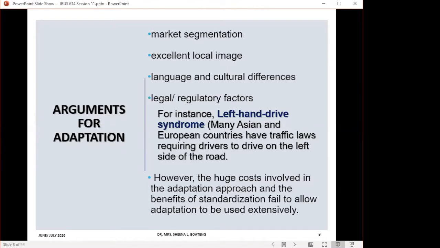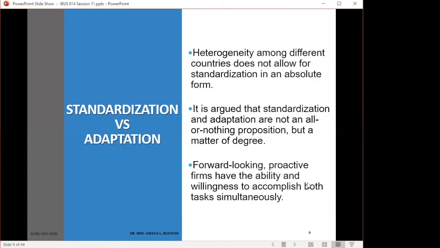So we see even the cost implications can extend beyond just the person selling the car. Can extend to cost implications to human life even, right? And that is why a lot of people argue against adaptation, but we can't do without adaptation, especially because of the basis of segmentation that we revolve all our marketing decisions and strategies around. So on that note, when it comes to standardization versus adaptation, there are 3 things we basically want to note. That heterogeneity among different countries will not allow us to use a standardized approach everywhere in its absolute form.